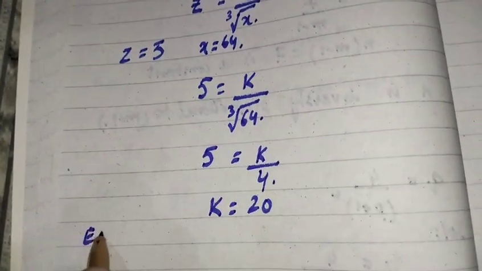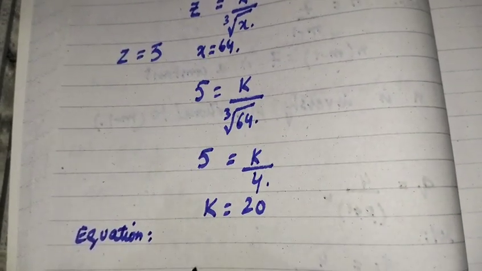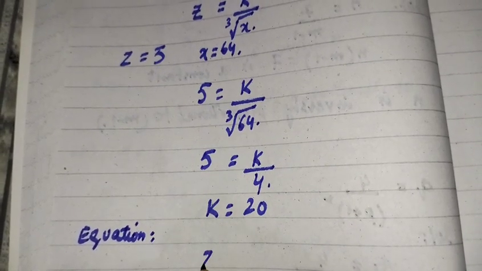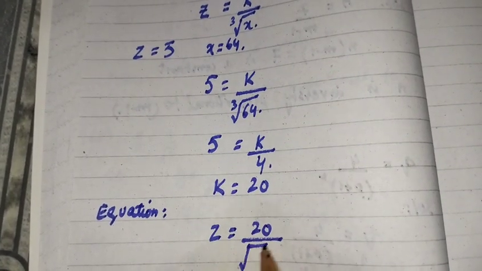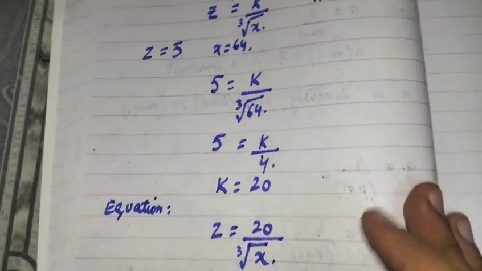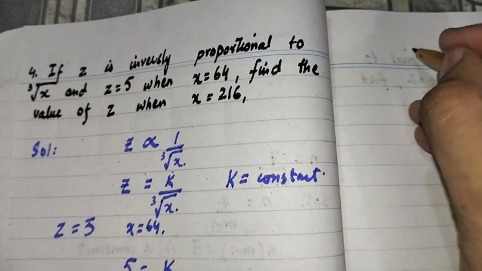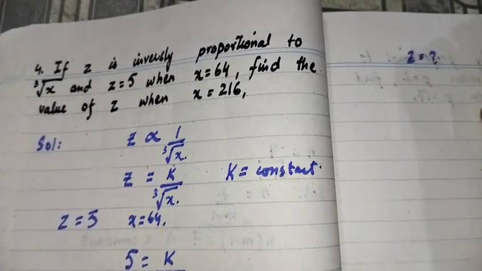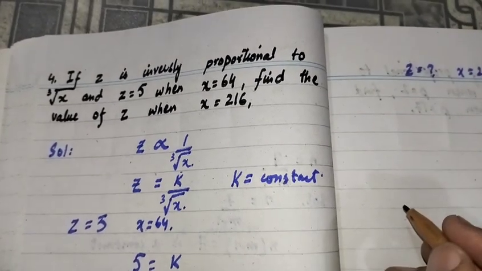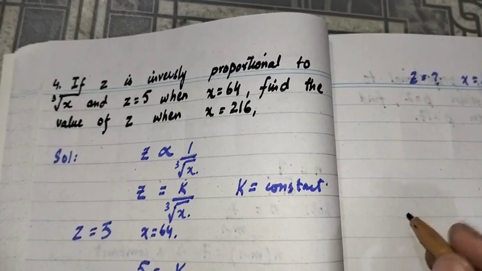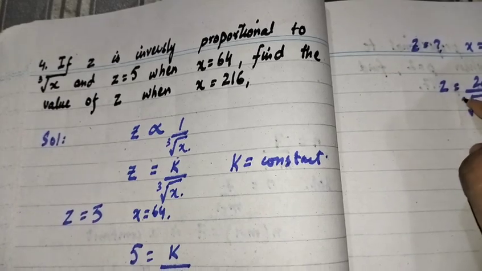Now the equation connecting z and the cube root of x is z equal to, the value of k is 20, so 20 upon the cube root of x. So this is the equation. In the question they are saying to find the value of z when the value of x is 216. So using the equation z is equal to 20 upon the cube root of x.